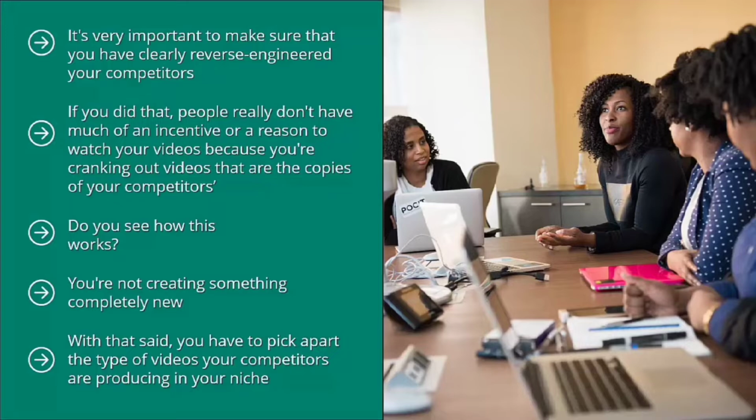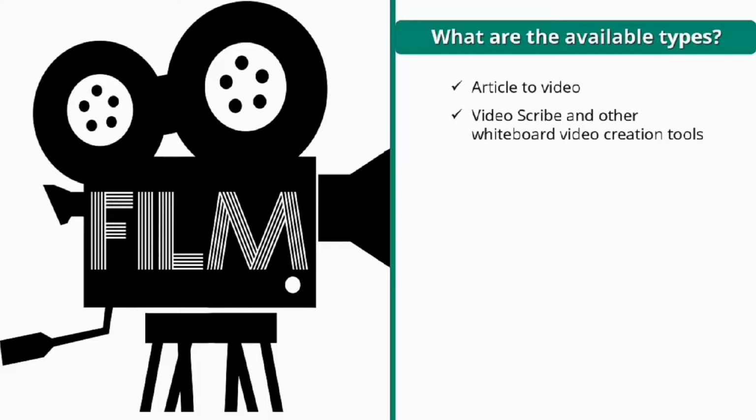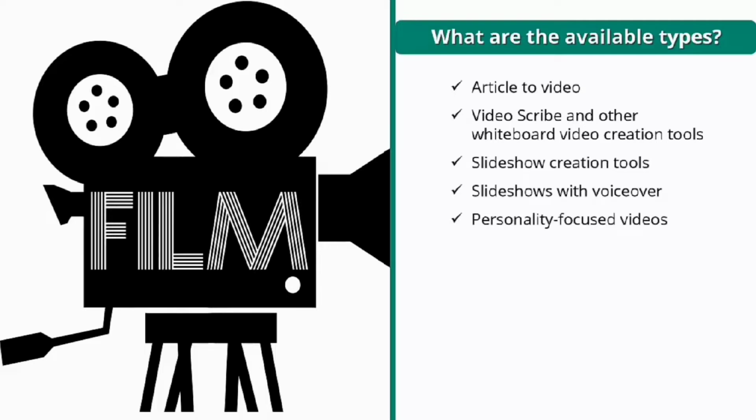To recap, you're going to be focusing on a specific type of video, and you find the answer to this by reverse engineering your competitors. What are the available types? Article to video, VideoScribe and other whiteboard video creation tools, slideshow creation tools, slideshows with voiceover, personality-focused videos. The list above includes the most common types of marketing videos found on YouTube and other platforms.